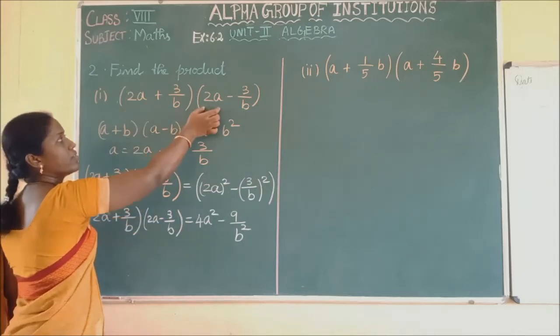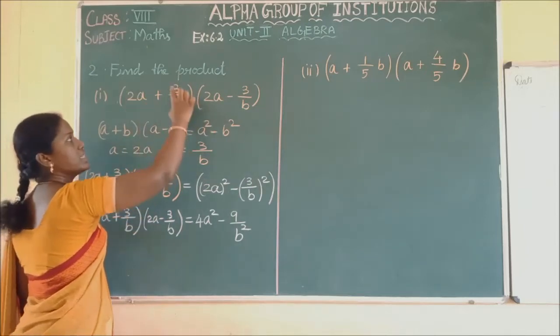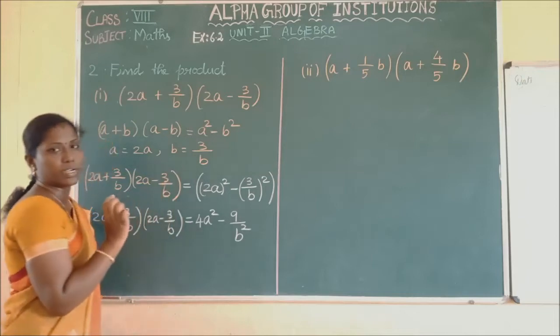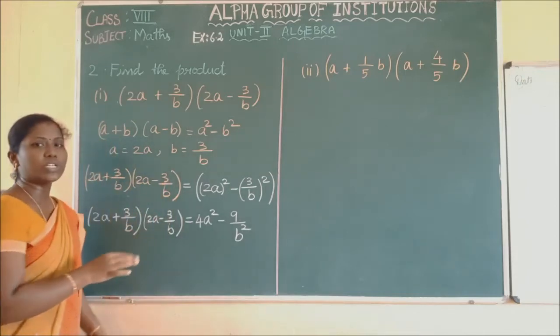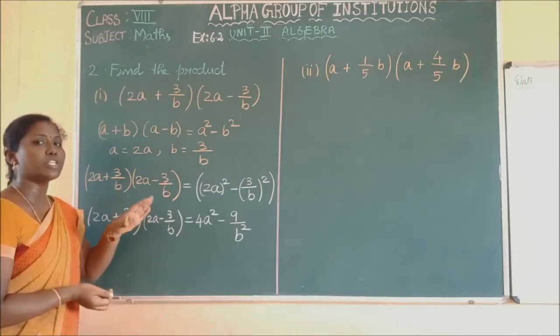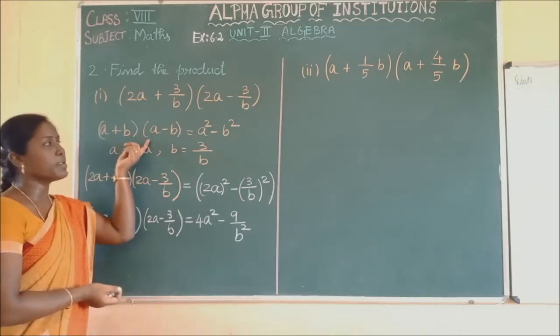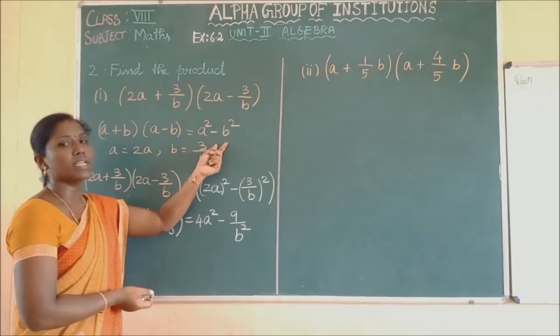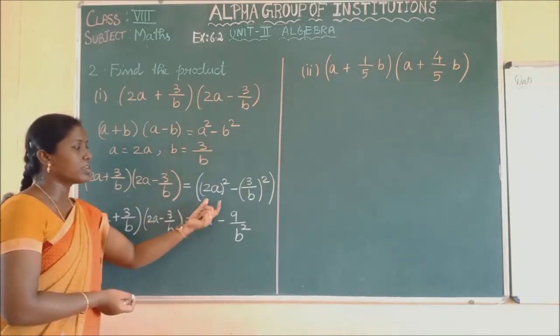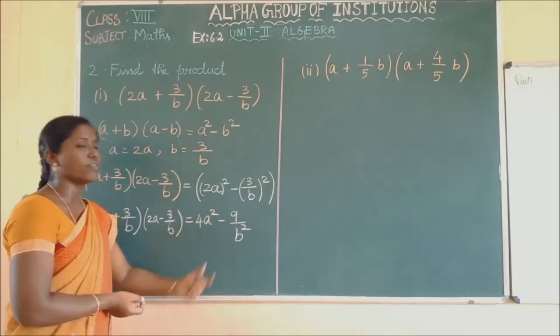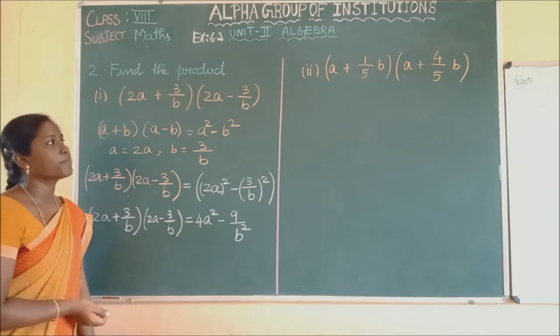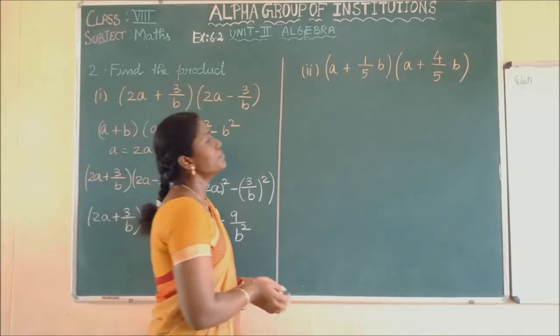In the place of a we have the common terms, here plus minus, in the place of b we are having the common terms for b. So any question if you find in the form of (a plus b) into (a minus b), if you want the product, use the identity (a plus b)(a minus b) is equal to a square minus b square. Identify the terms of a and b, just square and find the answer. Okay, yes. See the next problem.